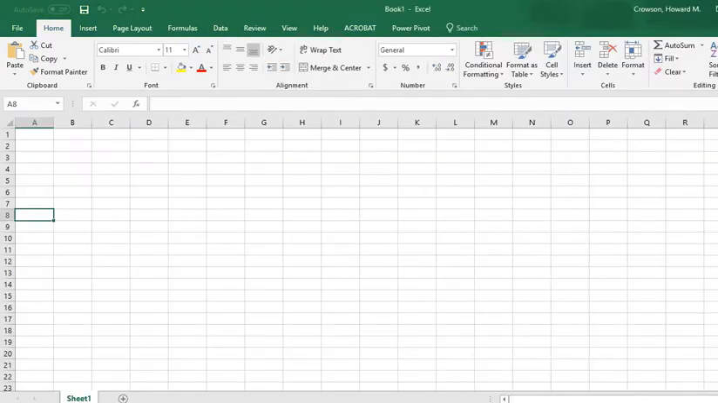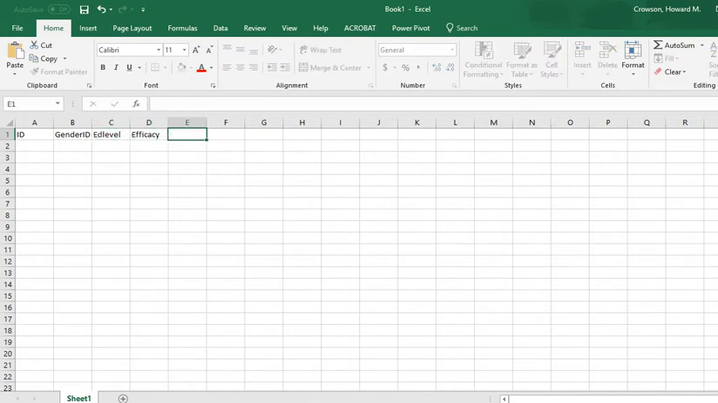So we're going to start off by going to cell A1, and I'm just going to go ahead and type in ID. So this is going to be the case identifier. Then we're going to type in gender ID, then ed level, efficacy, interest, courses, and height. So these are all variables in our data set.